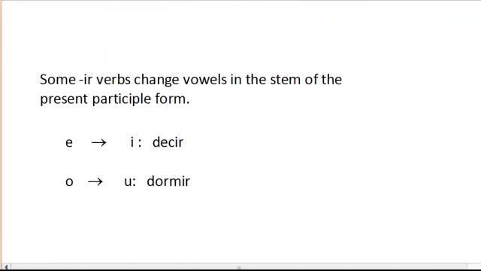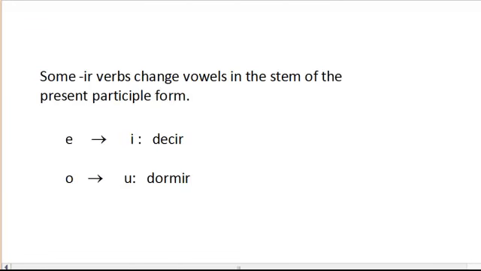Some IR verbs change vowels in the stem of the present participle form. So for instance, we have E to I. So the participle of decir would be diciendo. Now, some change from O to U. Now notice dormir in the present tense would have been a boot verb, an O to UE verb, but here it just gets the U change. So it's durmiendo.